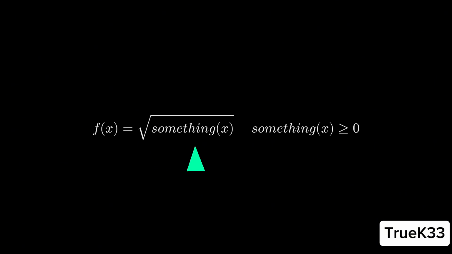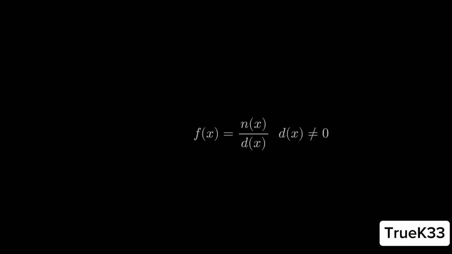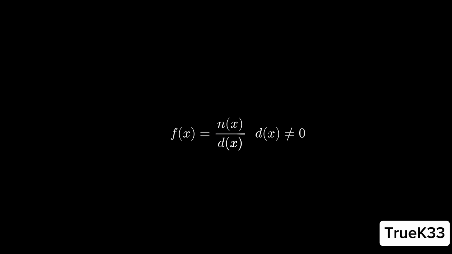The tip is, if you see a square root, your domain can't be negative. If you see a fraction, your denominator can't be 0. Those are the two golden rules of domain.